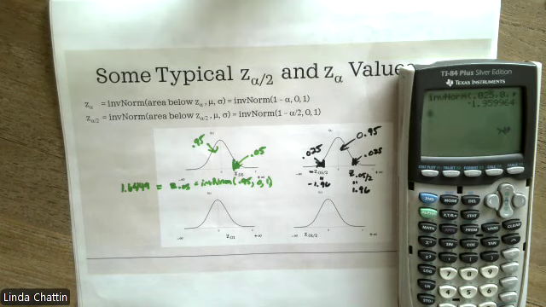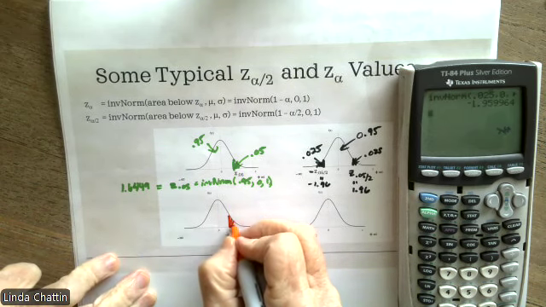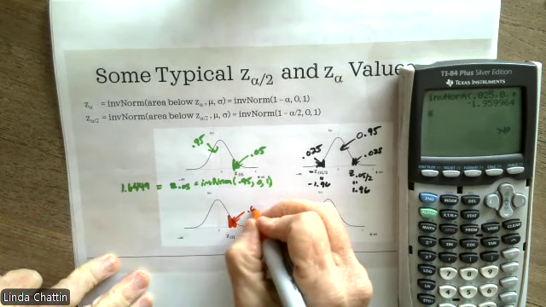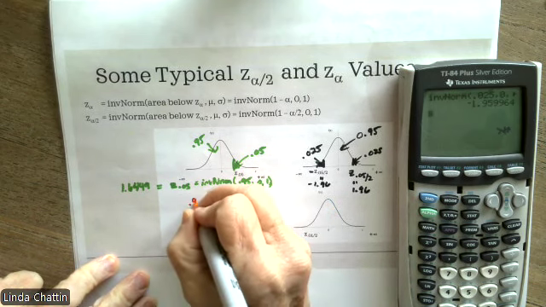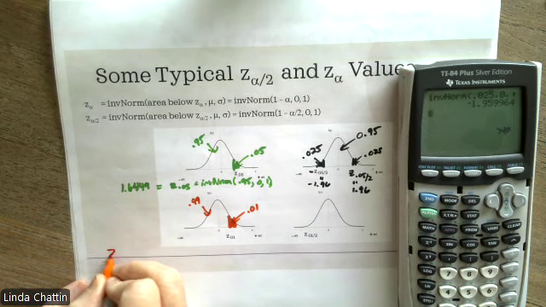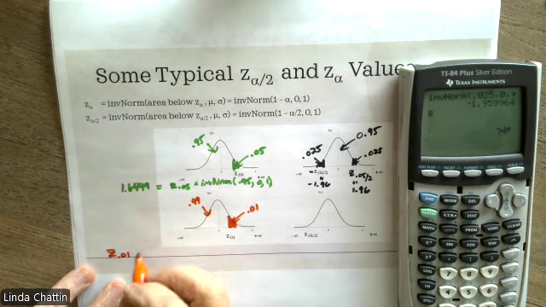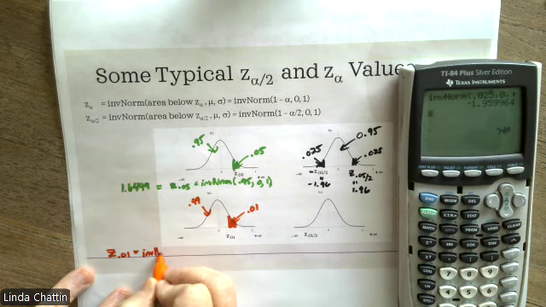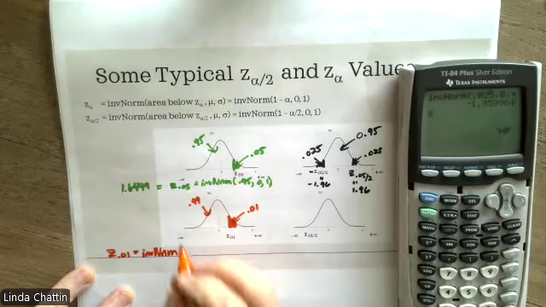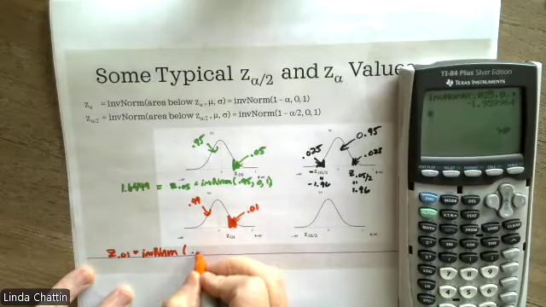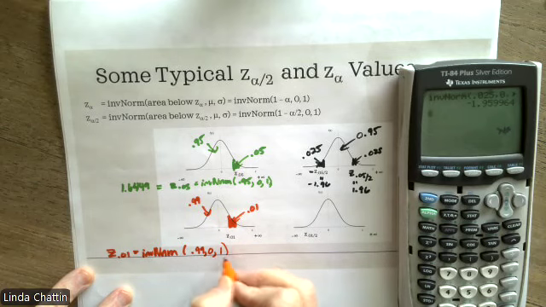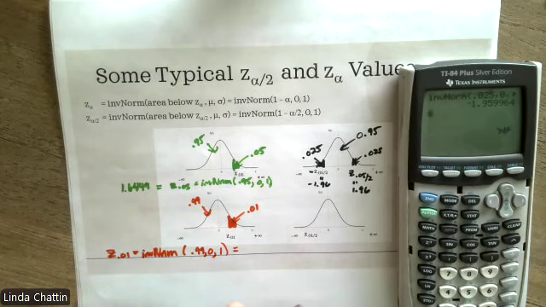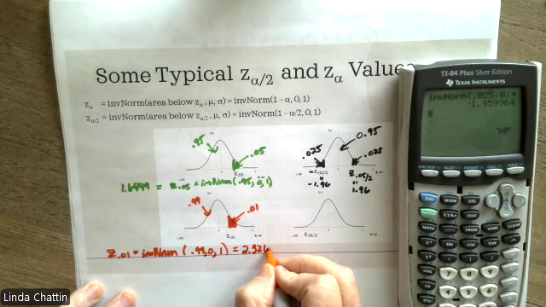Let's go down to the next one. Z of 0.01, because it's a positive value, means this is 0.01 above and this is 0.99 below. These are all values that are really commonly used in this chapter. I can get that by going inverse norm, and the area below that I'm interested in is 1 minus 0.01, which is 0.99, for a mean of 0 and a standard deviation of 1. And we will find that it is, oh, we just did that one, 2.3263.